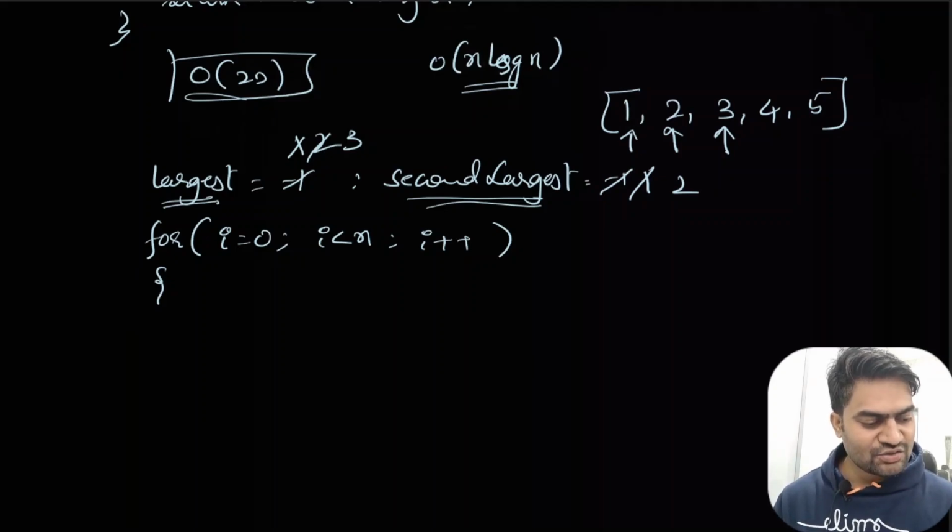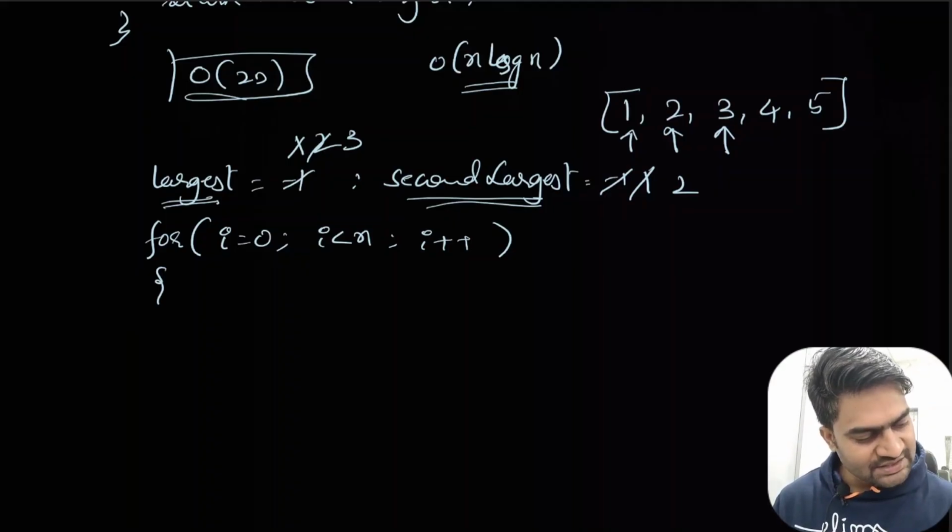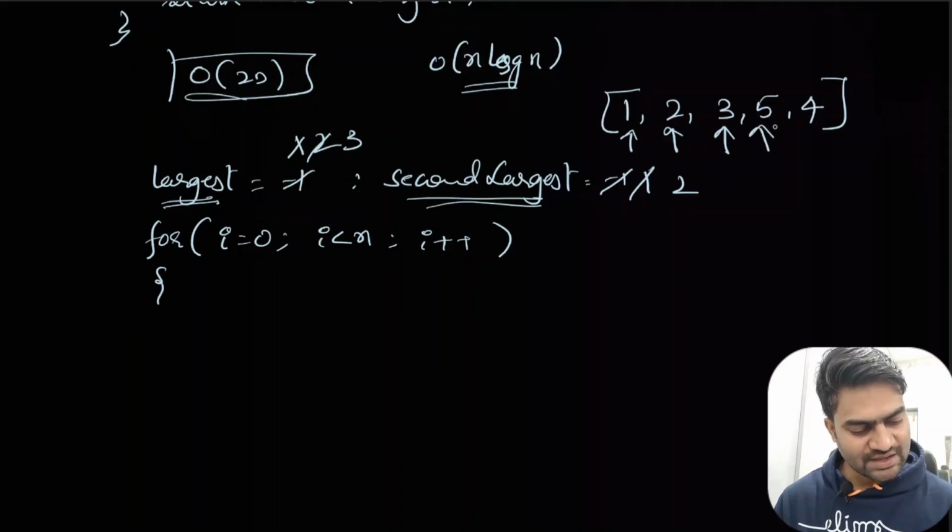So assume there is a case where, maybe what I will do, I will interchange these two numbers, 5 and 4. Now let us see for 5. Now I am checking 5. So if I am checking 5, my largest will be 5 now, correct? So I can update my second largest to 3 because 3 is greater than 2, correct? So I'll update here 5 and here 3.